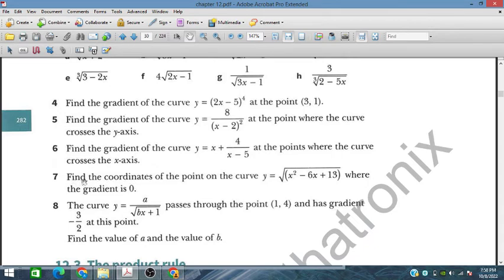Find the coordinates of the point. Question number 7: find the coordinates of the point on the curve where the gradient is 0. So dy by dx is equal to 0, and we have to find the coordinates where this curve and this gradient condition are satisfied.